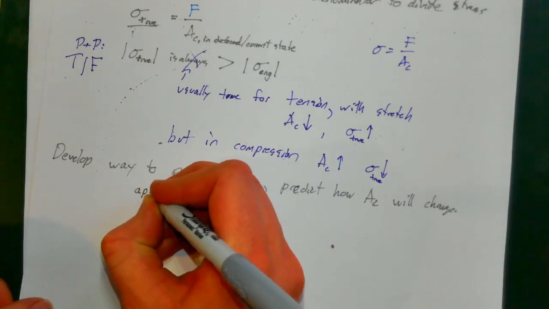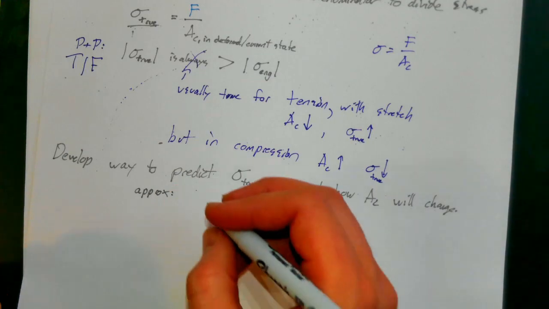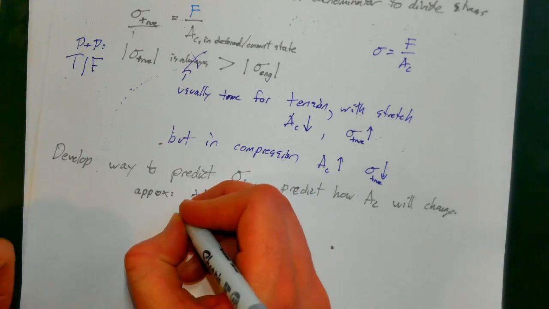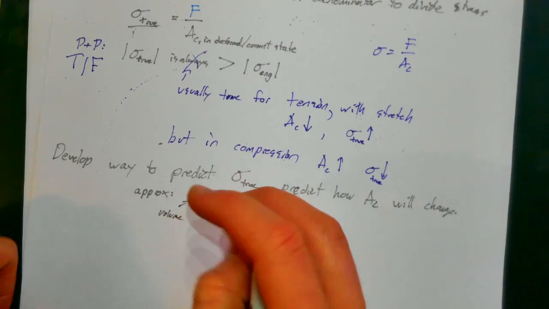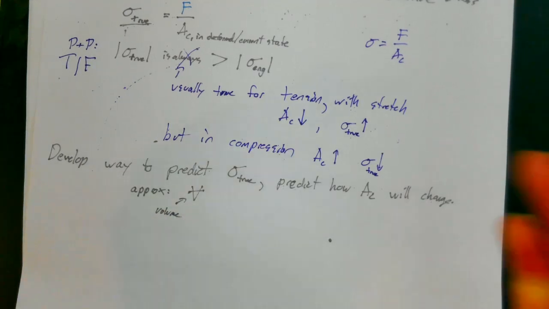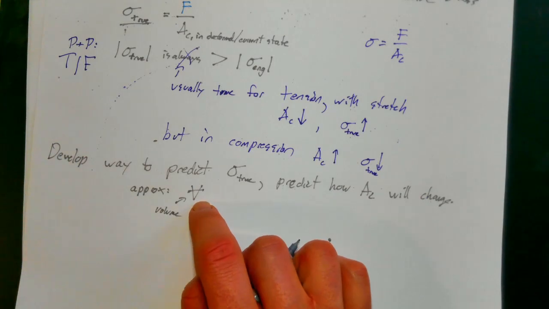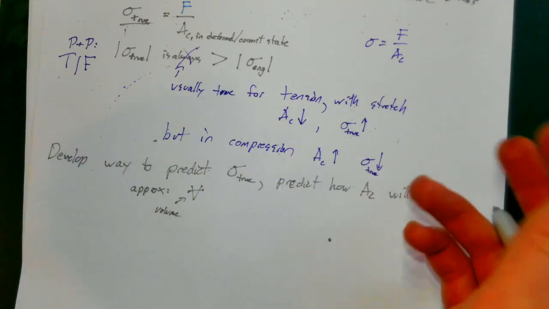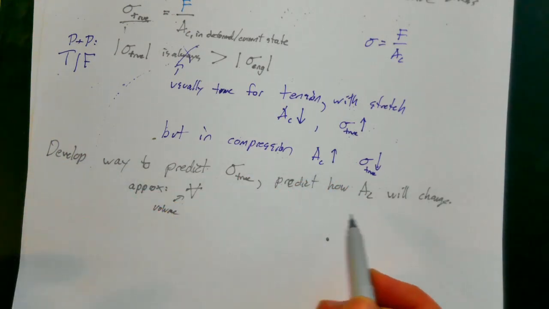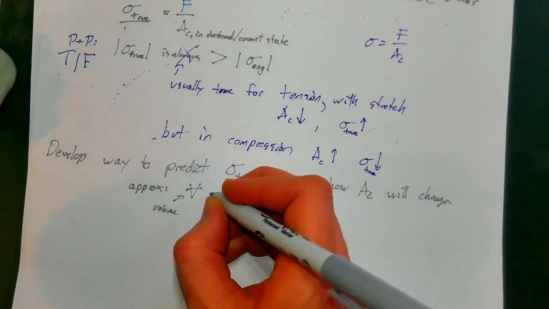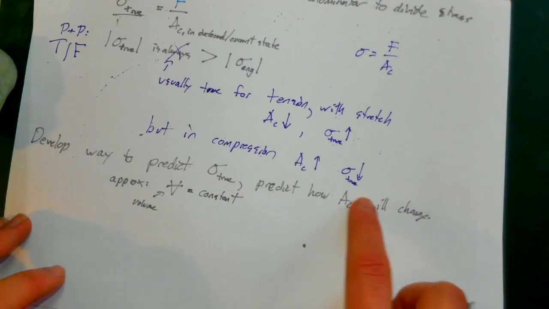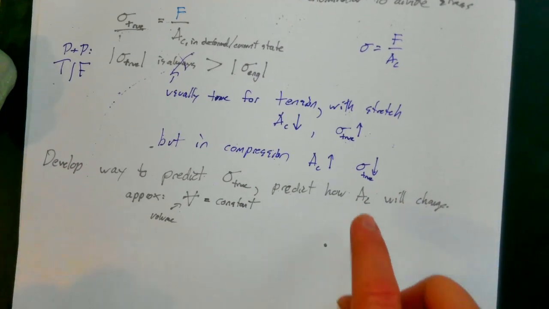So an approximation is that the volume of material, so I'll call this volume. I like to cross my volume related V's in this weird way to distinguish them from V's that are used for velocities or voltages, since we use V a lot in engineering. So if we assume that the volume is constant, then this might allow us to basically predict how the cross section will change.